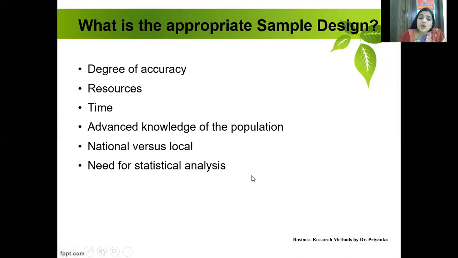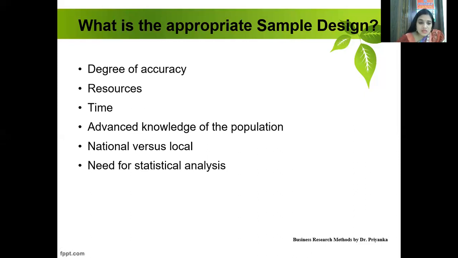Then advanced knowledge of the population. Yes, availability of a list of population members is also important. If you do not have the list in your hand, then also your data would be distorted. So accordingly, you will be deciding whether to choose some sampling method like that or not. In this case, you will not be choosing systematic random sampling, because in that you need a list of the population.